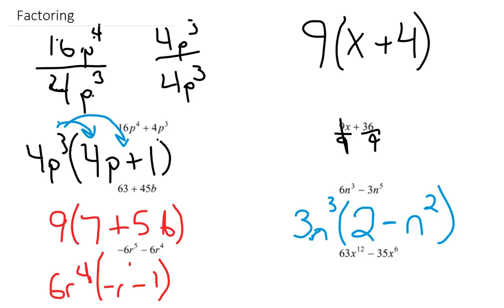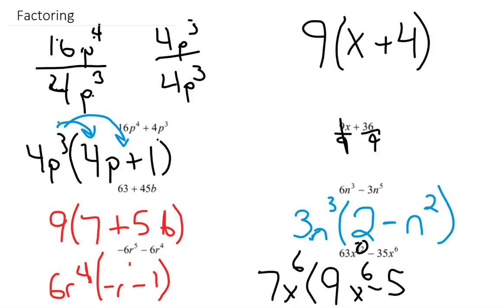And then my bottom one, we said my greatest common factor was 7x to the 6th. So if I have 63 and I divide it by 7, I have 9 left. If I had 12 x's and I take away 6 of them, I have 6 left. 35 divided by 7 is going to give me a 5. And if I had 6 x's and I take 6 of them away, I have no x's left. My factored form looks like this.